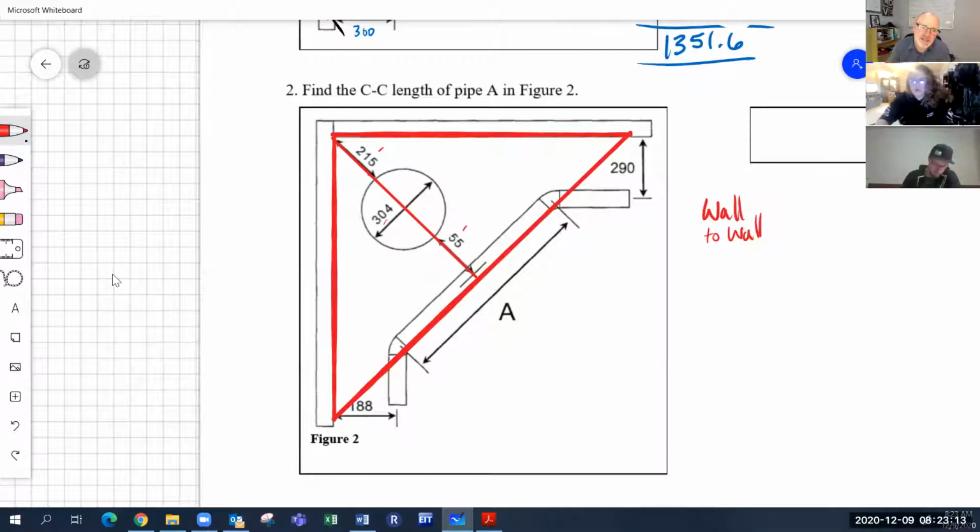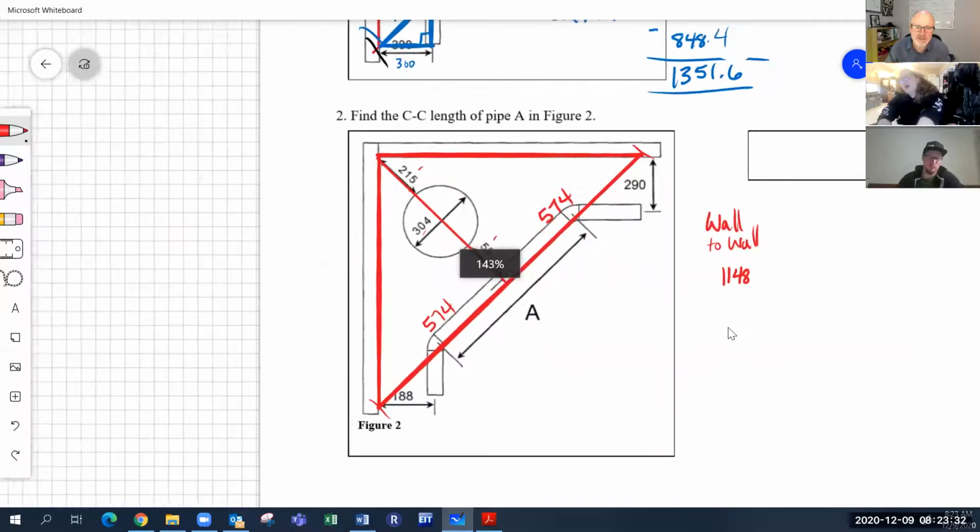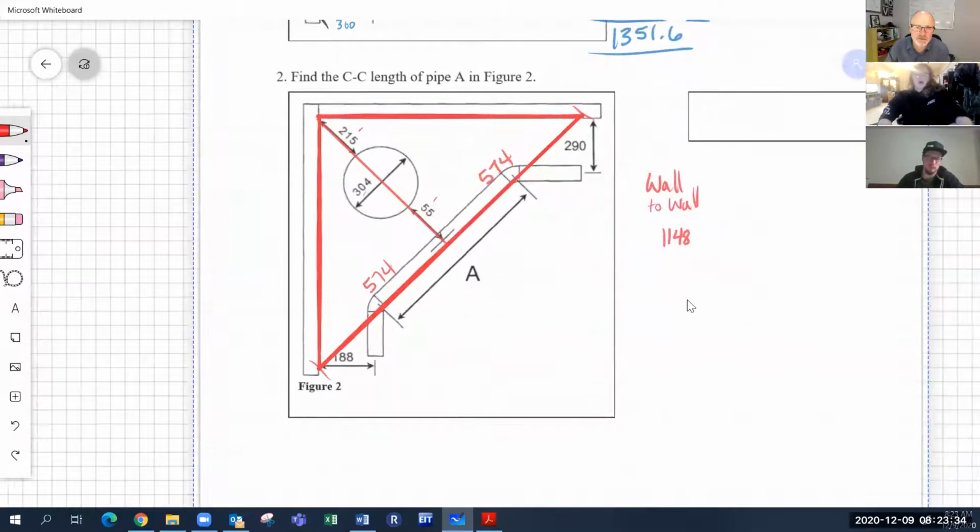Each side, yes, Dallas, each side is 574, and this is 574. So wall to wall measurement's going to be 1148. You see where we get the 1148, Dallas? Yep. Okay, excellent. That's important.